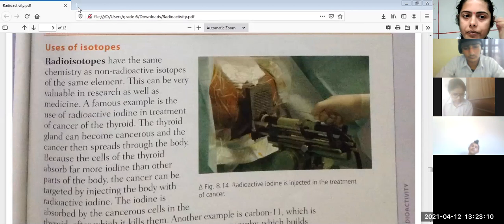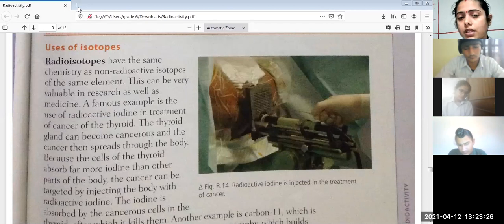Yes, done. So radioisotopes have the same chemistry as non-radioisotopes of the same element. This can be very valuable in research as well as in medicine. A famous example is using radioactive iodine. We use this in the treatment of thyroid cancer. Fine. If you have thyroid cancer, then we are using this treatment there.